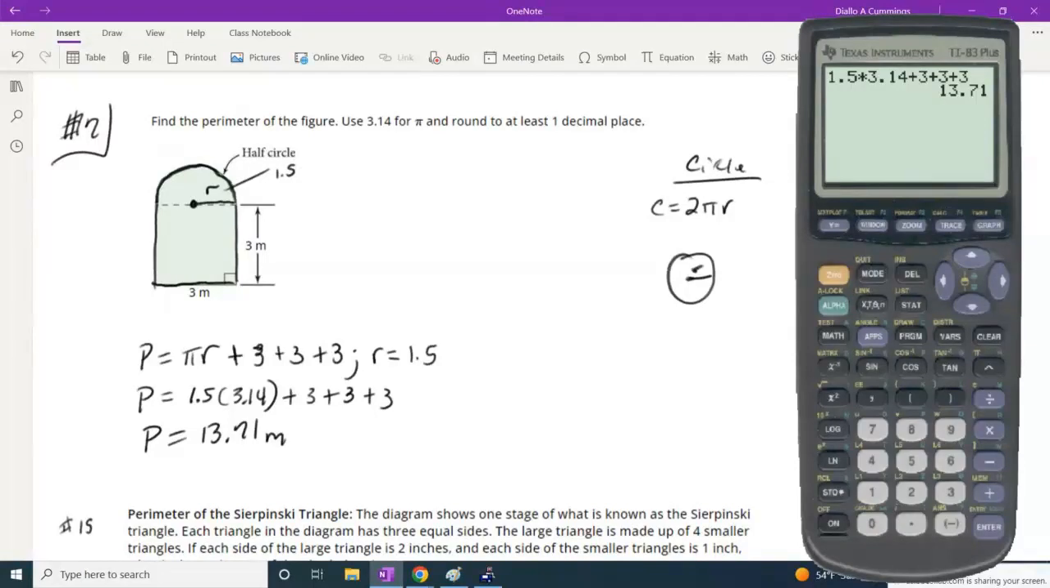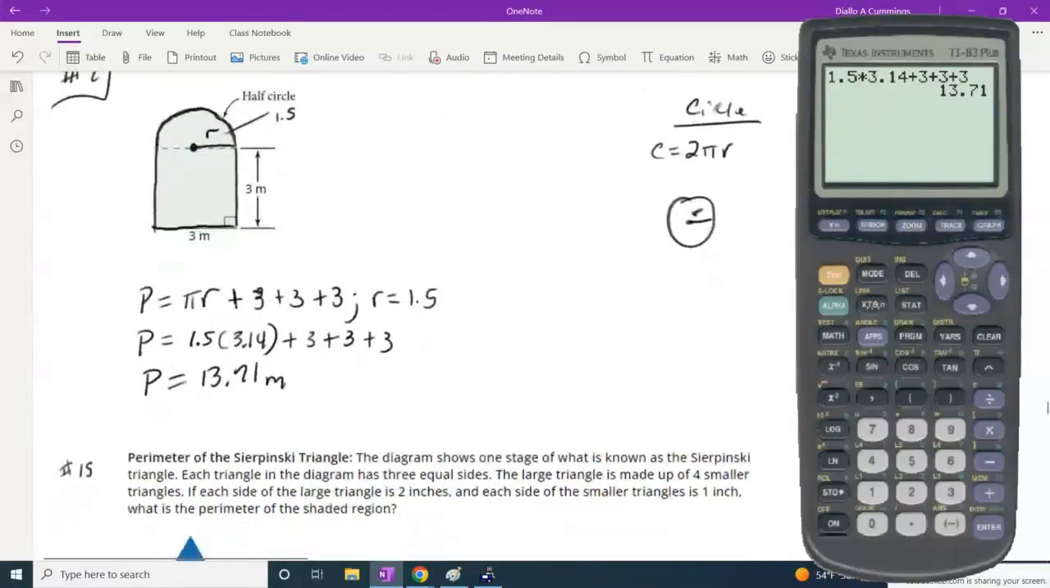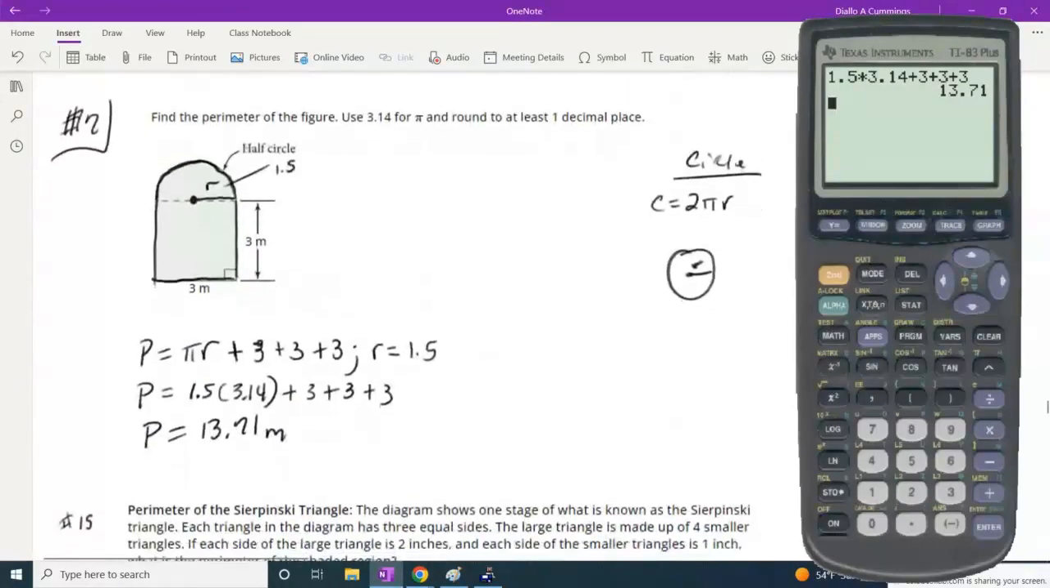All right, and that was number 7. Okay, so they didn't actually give us the radius, they gave us the diameter, and we had to cut the diameter in half. All right, any questions about number 7?